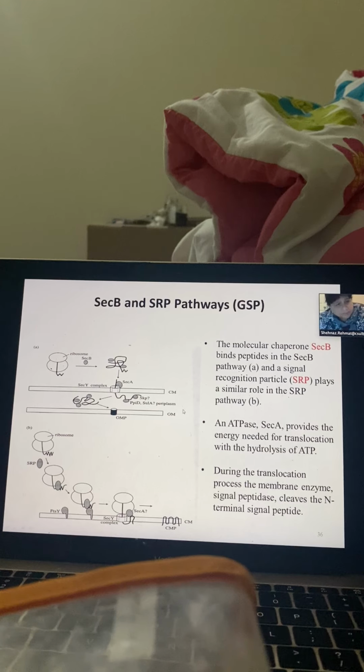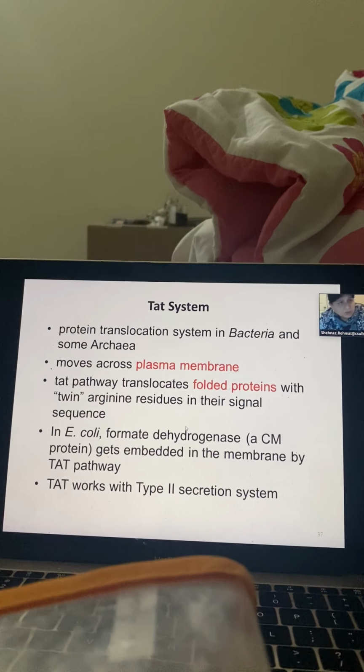Moving on. The next system that we will discuss is the TAT system. This is a protein translocation system found in bacteria and some archaea, where it allows the protein to be moved across the plasma membrane. But the idea is that it transports folded proteins. So the TAT pathway translocates folded proteins.